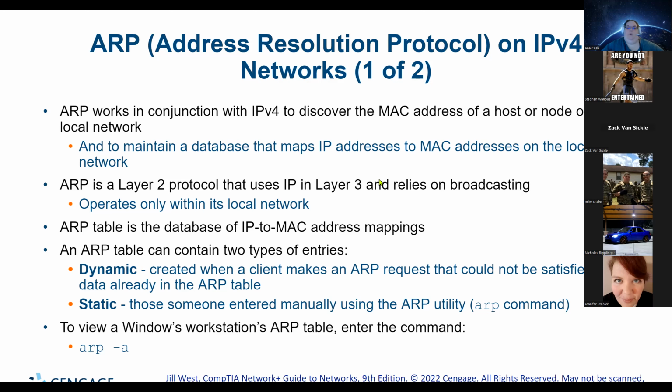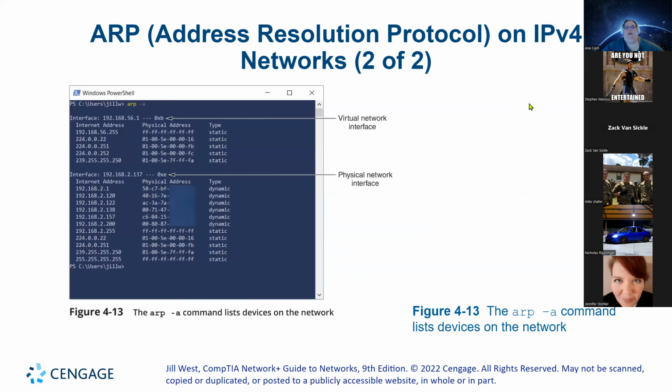To view a Windows workstation ARP table, there's a command there, arp -a. And this is an example of what arp -a would show. As you can see on the left, there's your IP, and then there's your MAC. And then on the far right, you'll see static or dynamic.